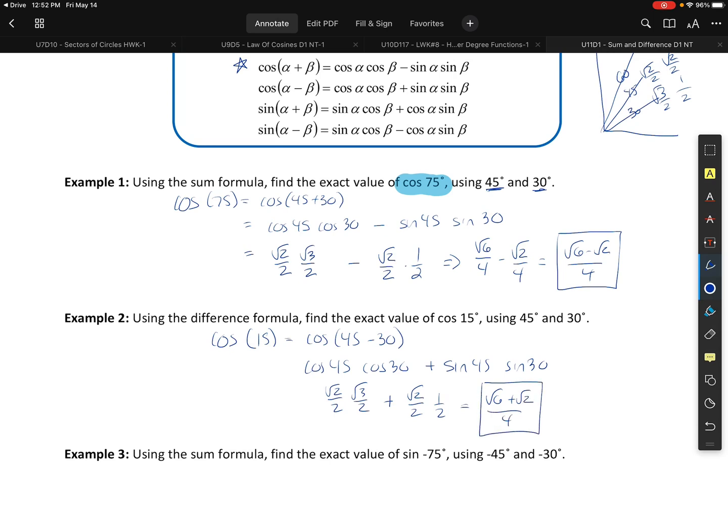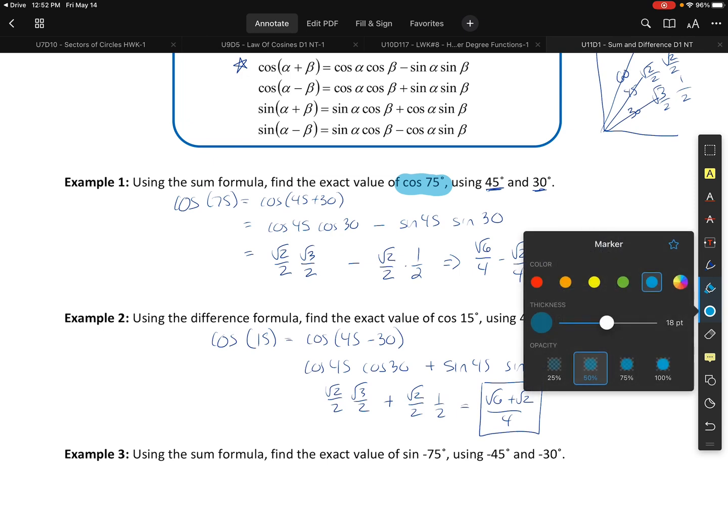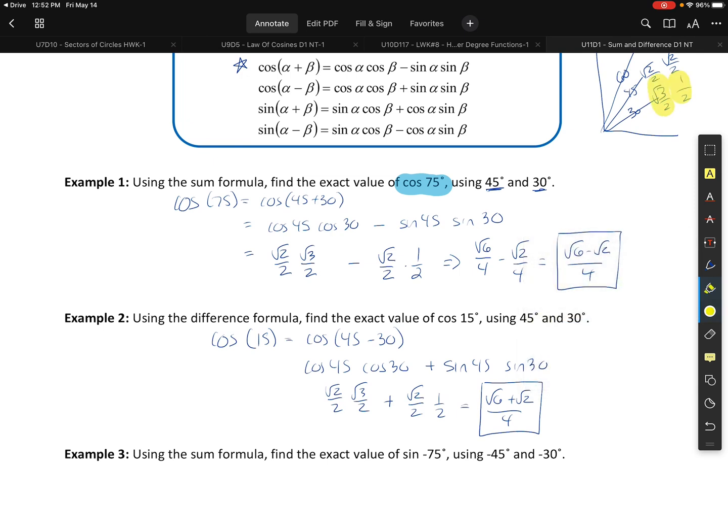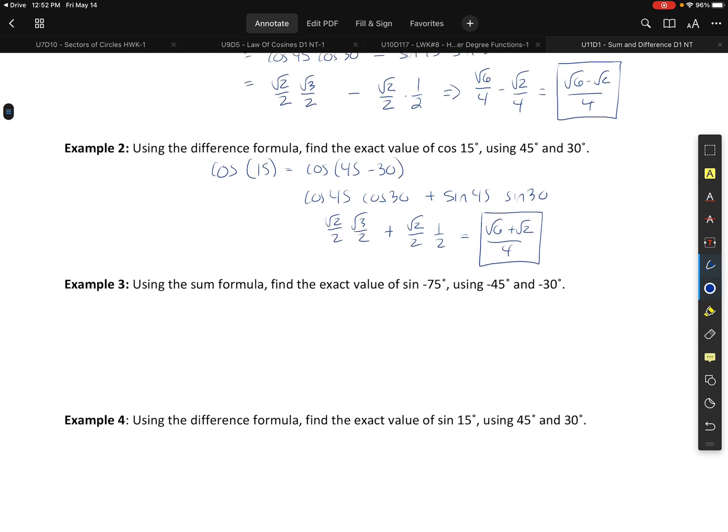And here's one of the common things with these problems. The fact that we are constantly using rad 3 over 2, 1/2, and rad 2 over 2, our answers are going to be really similar. There's going to be a lot of problems where you have rad 6, rad 2, and a common denominator of 4. So if we look at the next one, we've got sine of negative 75.